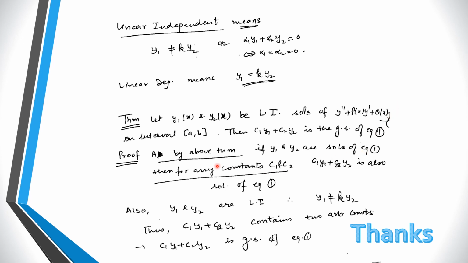However, if y1 and y2 are linearly independent, meaning one cannot be written as a constant multiple of the other, then c1 y1 plus c2 y2 contains two arbitrary constants. It will not reduce to one arbitrary constant. So this is the solution of equation 1, and it contains two arbitrary constants. Therefore, this will become the general solution of the second order homogeneous differential equation. Thanks.